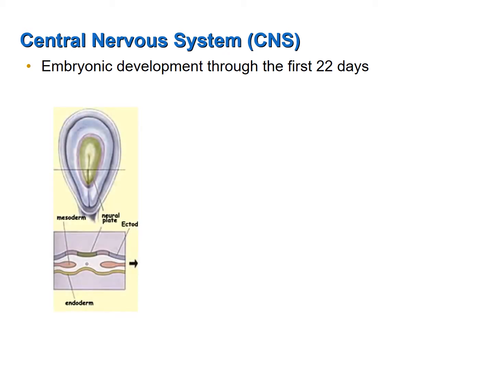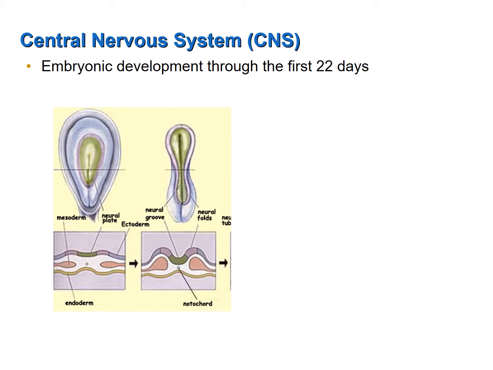So shortly after fertilization, we have a neural plate. This is the tissue layer that will eventually become the central nervous system. It is shown in green, both in the superior view of the embryo as well as this frontal view of the embryo. Eventually, that neural plate will invaginate or form a concave surface, which is called the neural groove.